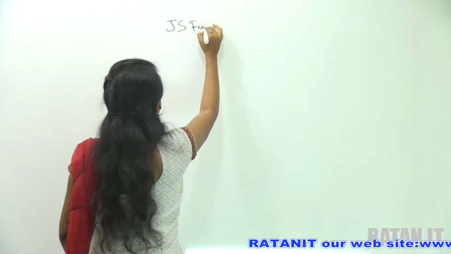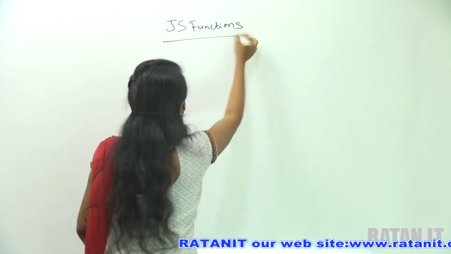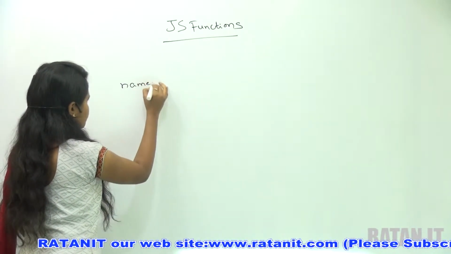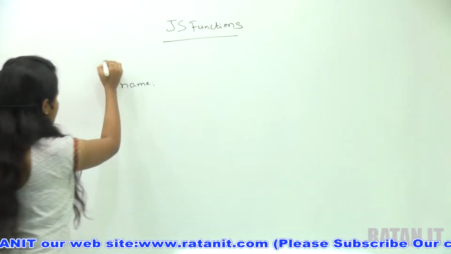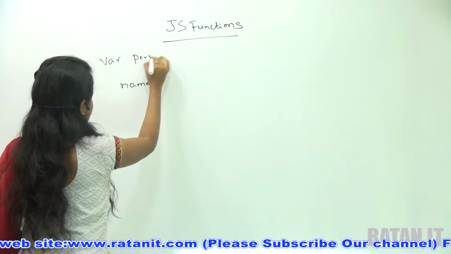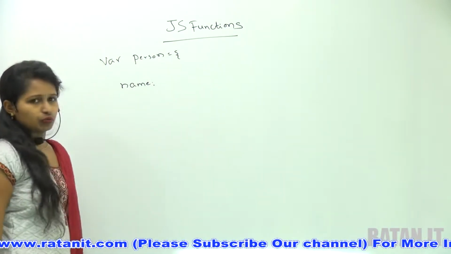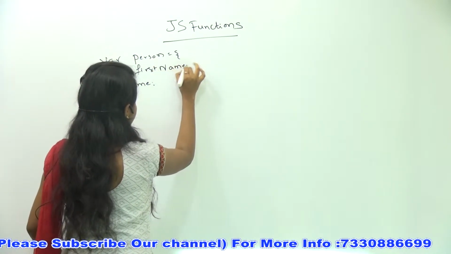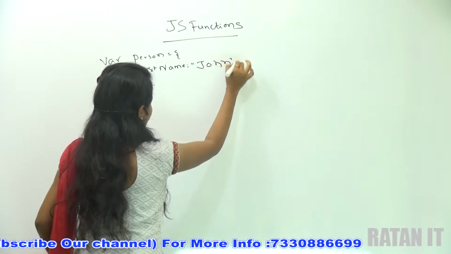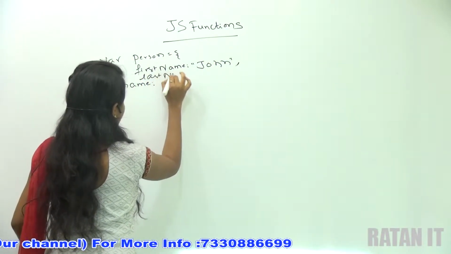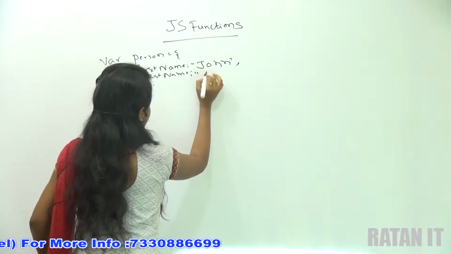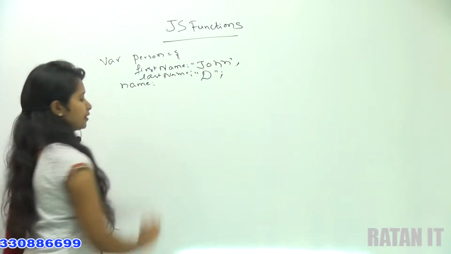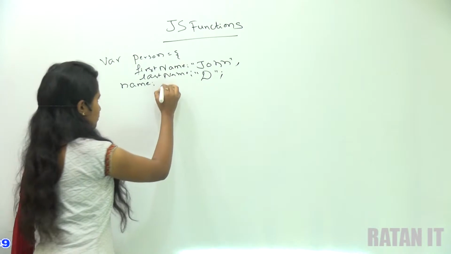In this video session, we are going to see JavaScript functions. In the previous video session on JavaScript objects, we already saw how to define an object. Let us suppose in the object I am going to define my name. First you need to know what an object is. var person equal to, so my properties are first name John, last name D. Here name is my function I am going to use.